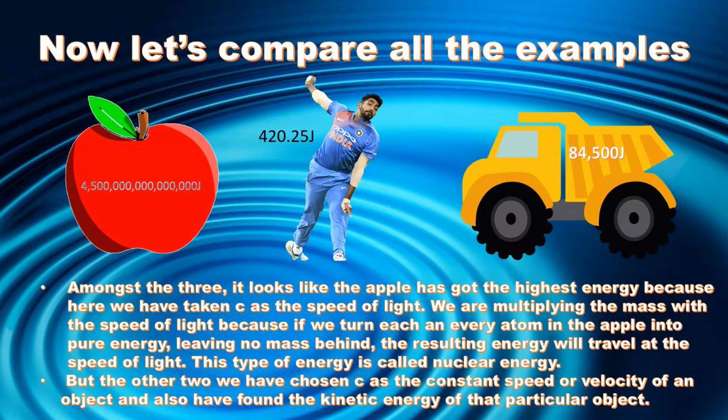Now let's compare all the three examples. Amongst the three, it looks like the apple has got the highest energy because here we have taken c as the speed of light. We are multiplying the mass with the speed of light because if we turn each and every atom in the apple into pure energy, leaving no mass behind, the resulting energy will travel at the speed of light. This type of energy is called nuclear energy.